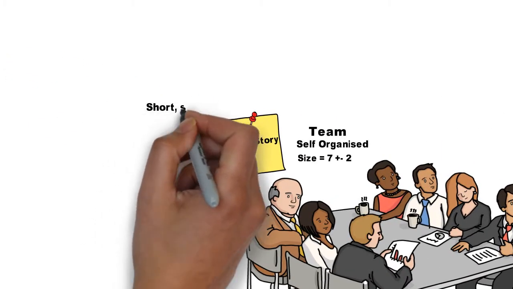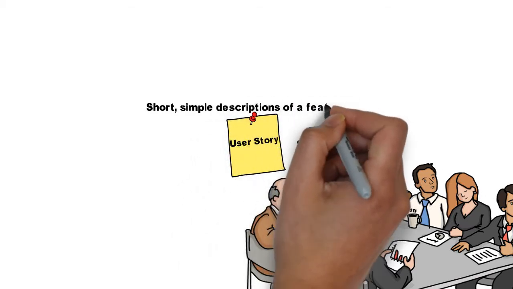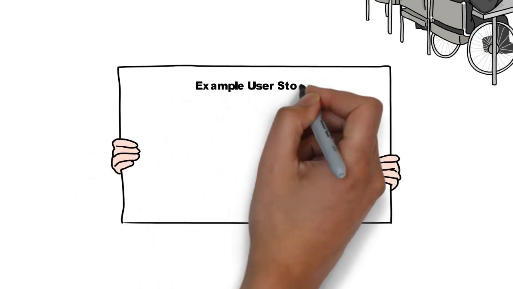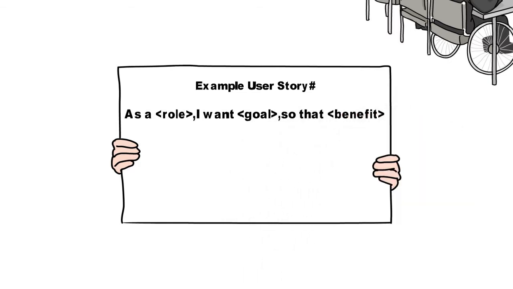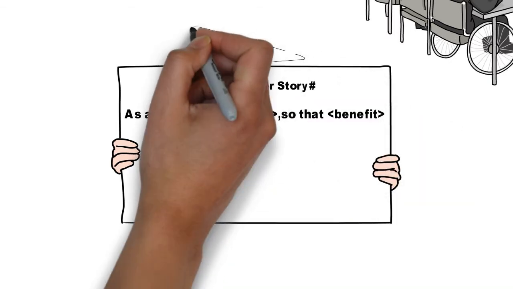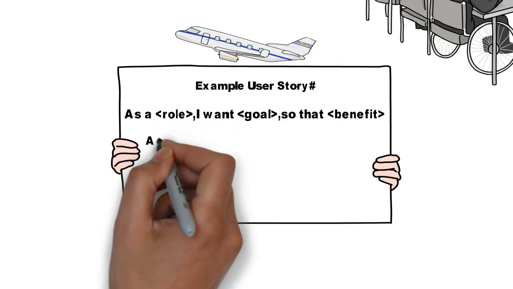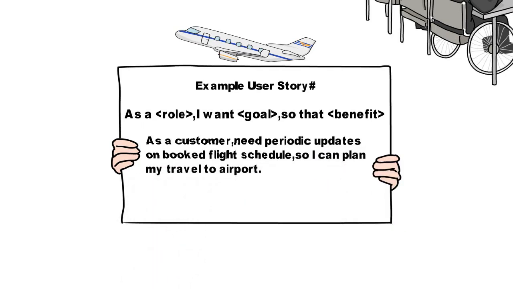User stories are short, simple descriptions of a feature told from the perspective of the person who desires the new capability. A common format of a Scrum user story is: as a role, I want this goal so that this benefit happens. So say for instance, for an online flight reservation system, it can be: as a customer, I need periodic updates on my booked flight schedule so I can plan my travel to the airport.